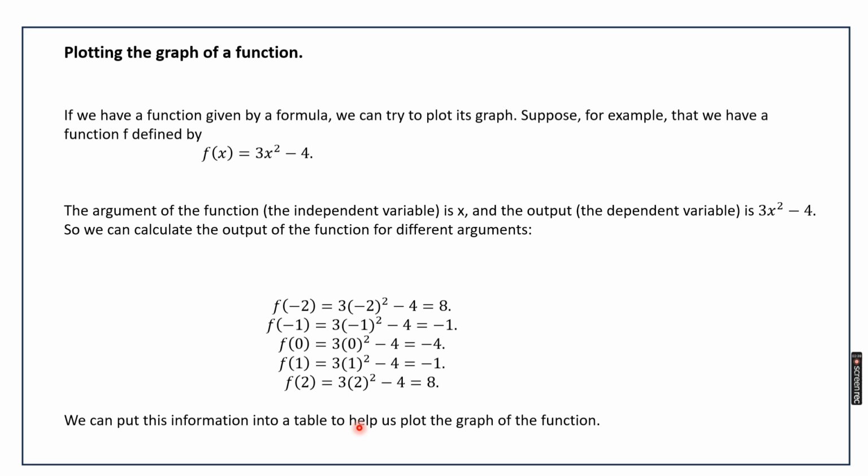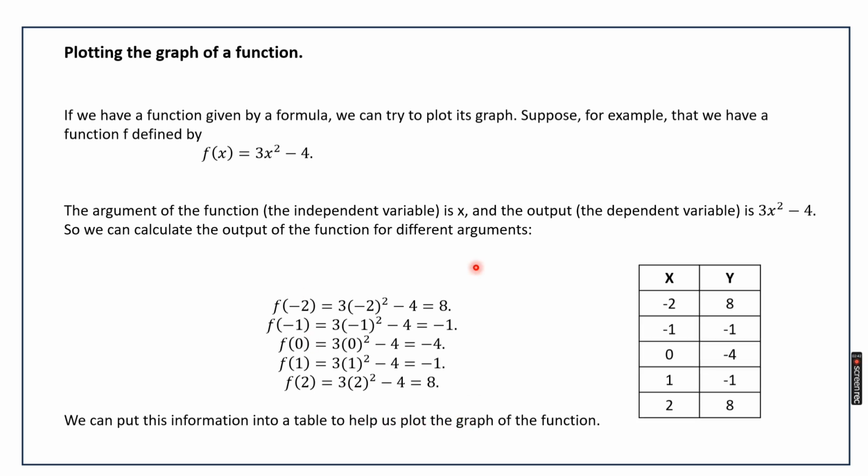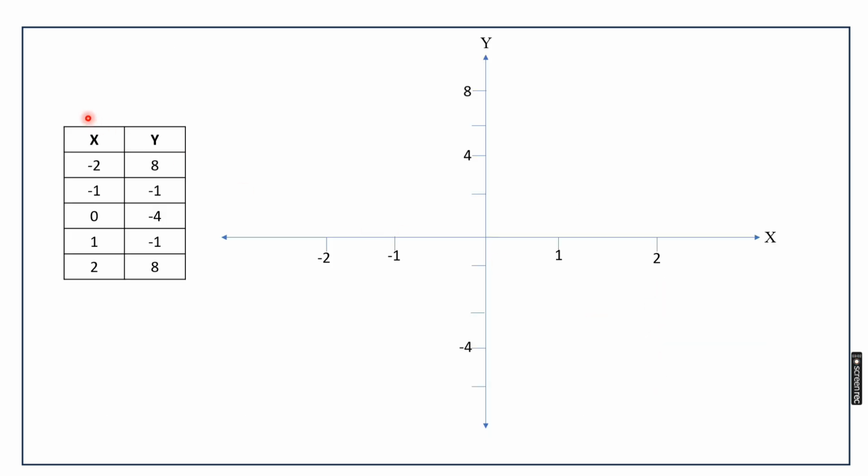We can put this information into a table to help us plot the graph of the function. We place them in a table to ease the drawing of the values. All these values are the domain of the function, and all those values are the range, or the dependent variable, that depends on the value of x. Then this is the x-axis and this is the y-axis. This is our domain and this is our range. In other words, this is the independent variable, and this is the dependent variable that we get by entering different values of x.